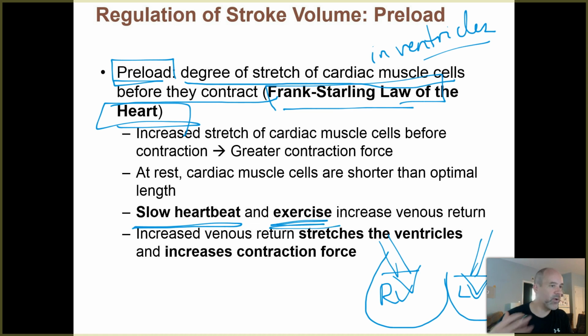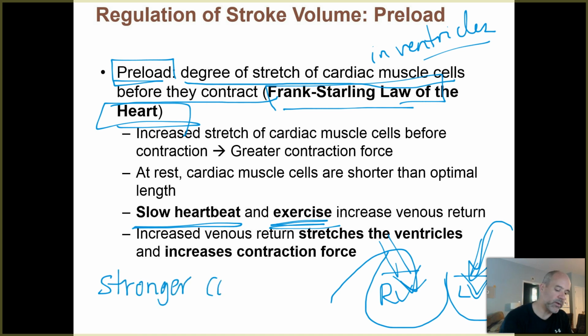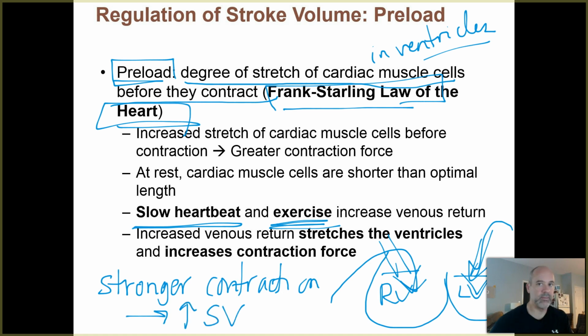Exercising. If you're vigorously exercising, that's going to increase your blood pressure. That's going to increase the rate at which blood is flowing back to the heart. And that also is something that can increase your preload. So both of those things can lead to a stronger contraction of the ventricles. Stronger contraction leads to increased stroke volume.